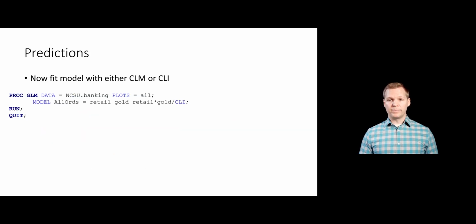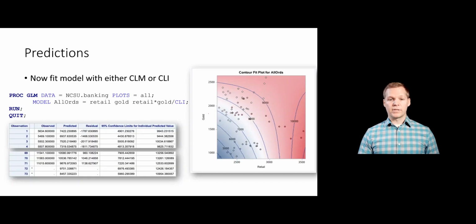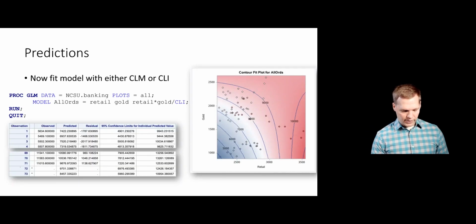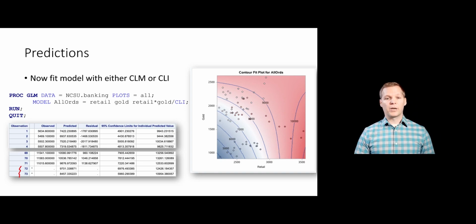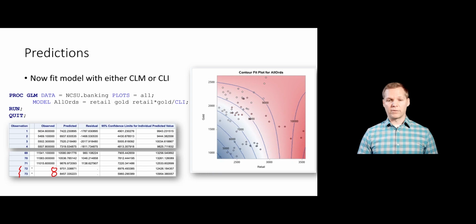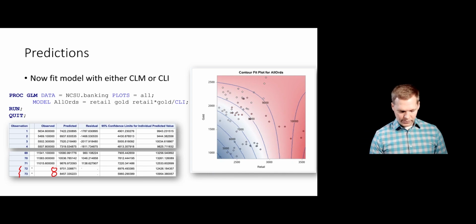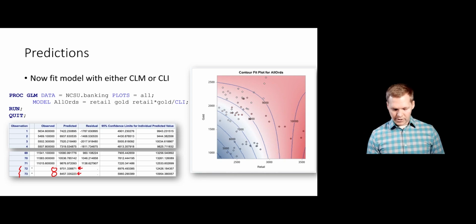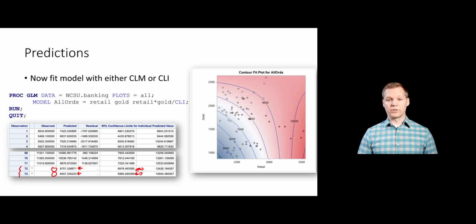Now when I go to fit the model and I use CLI or CLM, I will get predictions not only for the ones in my data set, but for these new values that I just added. So for instance, if you looked at the very bottom of the output here, there'd be 2 new observations where there are no observed values, so these are not being used in the model fit. Sorry, there are no observed values, but there are still predicted values. And we still get confidence limits as well. And so that's really, really useful to see.